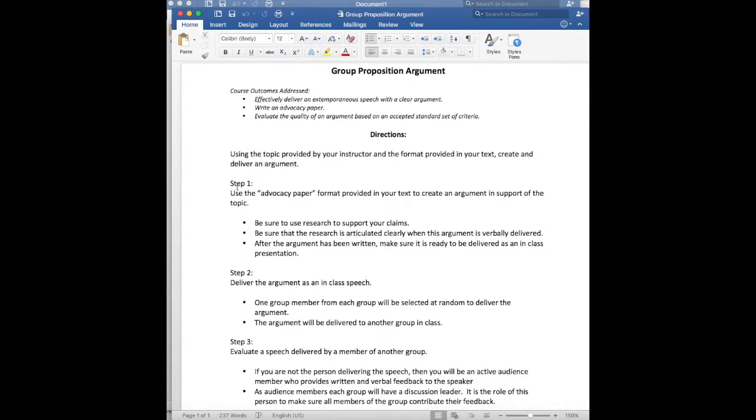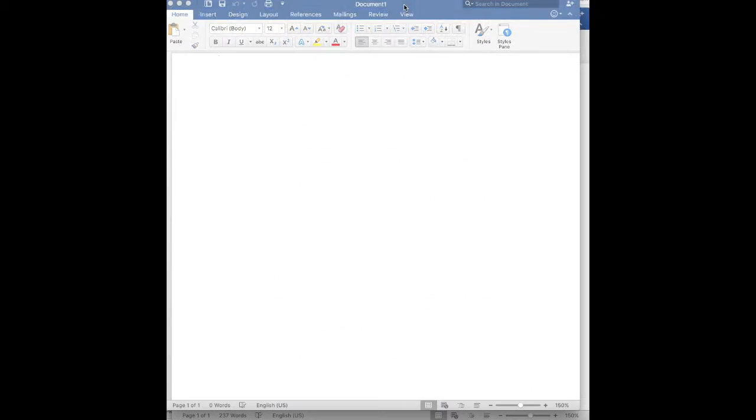Okay, so when you're looking at step one, use the advocacy paper format. What we're talking about here is Appendix A. Okay, so we're looking at Appendix A. In your text, that's on page 277. Okay, so that's where it starts. They give you a little bit of an overview on that page. Down here, when you see policy, more stringent gun control policies must therefore be enacted. Again, anything that is advocating for change to the status quo, we can consider to be a claim of policy.